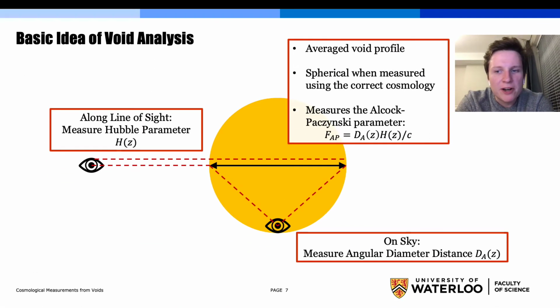The average void profile can then be used to measure the Alcock-Paczyński parameter. The Alcock-Paczyński parameter measures the Alcock-Paczyński effect, which is where the diameter of an object along a line of sight will become distorted with respect to the diameter perpendicular to a line of sight if the wrong cosmological model is used to convert redshift into distances. We can use the ratio of the diameter perpendicular to the line of sight to the diameter along the line of sight, and use that ratio to get a measure of the Alcock-Paczyński parameter, FAP, shown here.